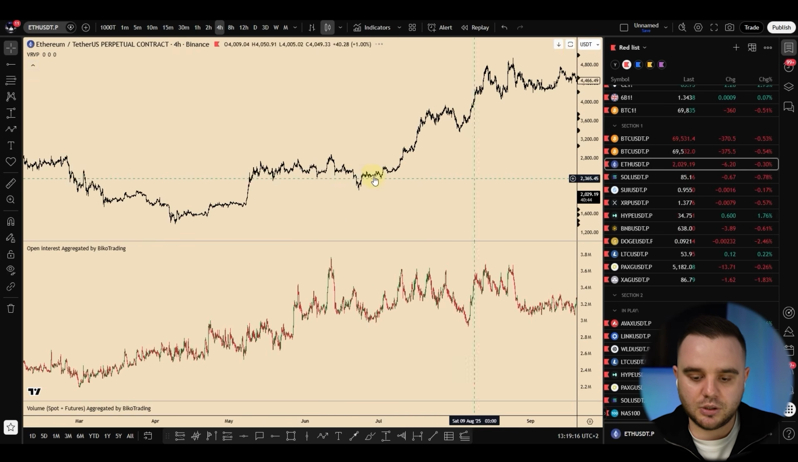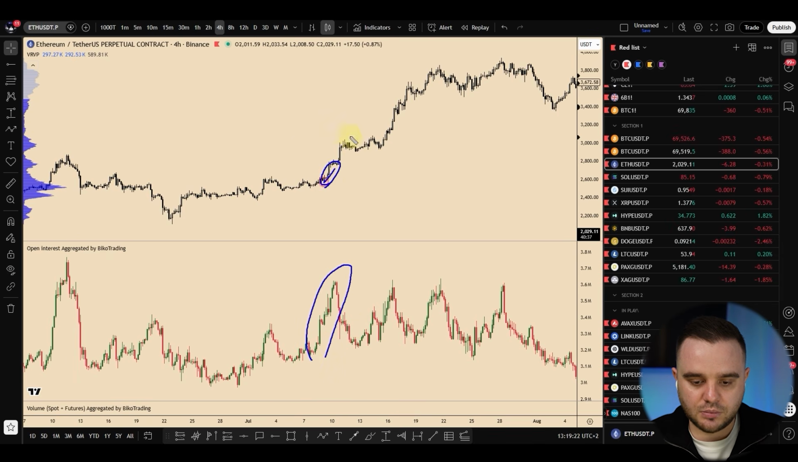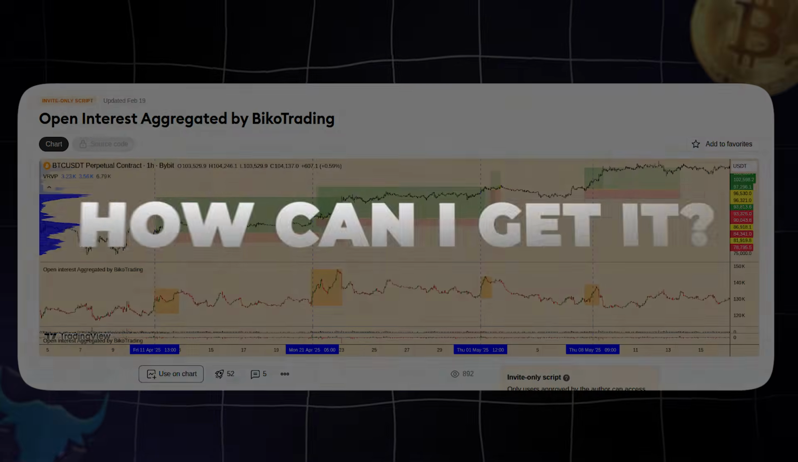Of course, it also works when price starts to rise. Nearly each time, as you can see, when open interest increases on Ethereum, powerful move, powerful move, powerful move. About this open interest, remember that it is our team's personal development.